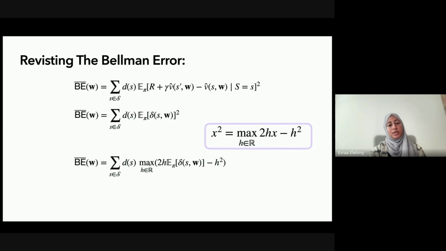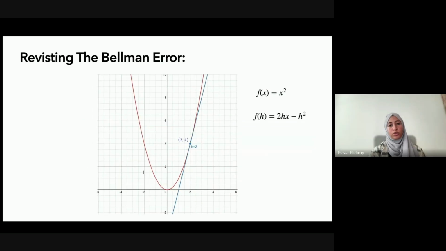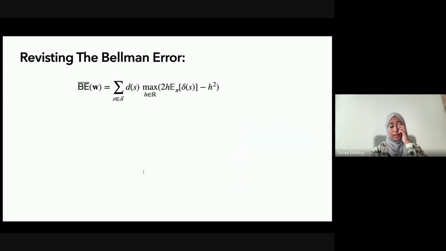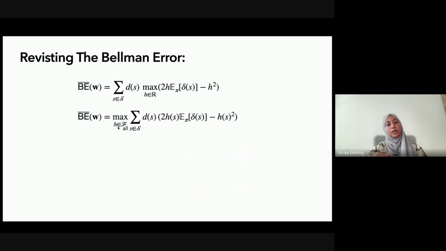And then the other thing is this max. For each state, I need to solve this equation, right? Because we have a sum here over states. So for each state, I need to find an h that determines the slope of the line that I want. What we do is we can get this max outside, but we will need to define an h for each state. So now h becomes a function of the state. For each state, this function takes the state and gives me h, where h determines the slope and intercept of the line I mentioned earlier.